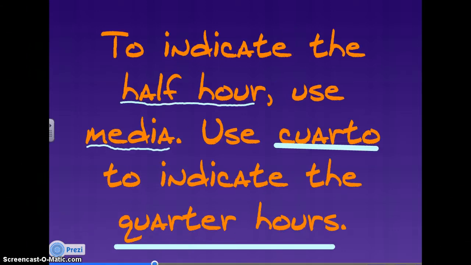To indicate the half hour, you're going to use media, which literally means half. So it's 5:30, etc. And you're going to use cuarto to indicate the quarter hours. You might remember the word cuarto from bedroom. Yeah, cuarto, your room, your quarters. It literally means quarter.